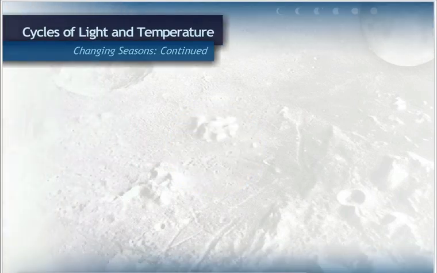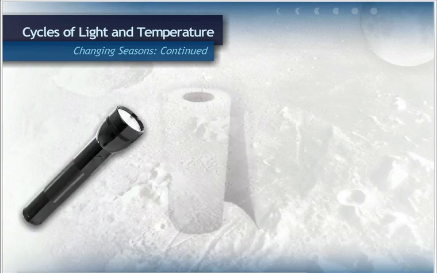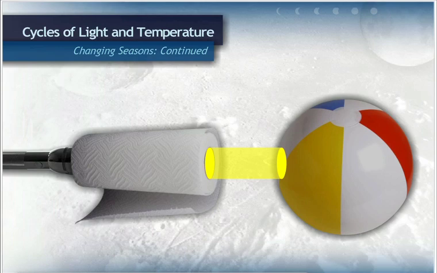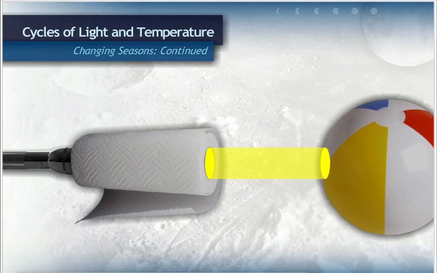Try this demonstration at home with a flashlight, paper towel tube, and a beach ball. Turn on the flashlight and hold it a couple feet from the ball and shine it through the paper towel tube. Point the light directly at the center of the ball. Notice that the light beam makes a concentrated circle of light on the side of the ball. This is how sun rays hit the portions of the Earth that are tilted toward the sun.